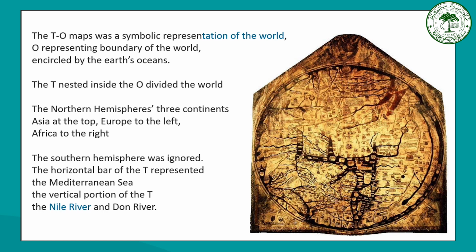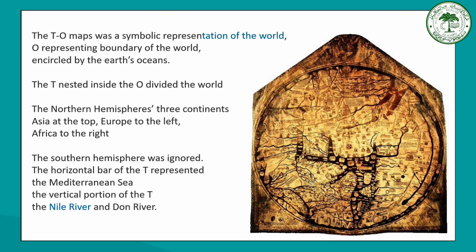Here is another interesting example, where European cartographers oriented their maps towards the Holy Land of Jerusalem. These maps are known as the East-oriented Mappa Mundi, the medieval European world map, also known as T and O maps, a symbolic representation of the world. O represented the boundary of the world encircled by the Earth's oceans, so the landmass was surrounded by oceans. The T nested inside the O divided the world.